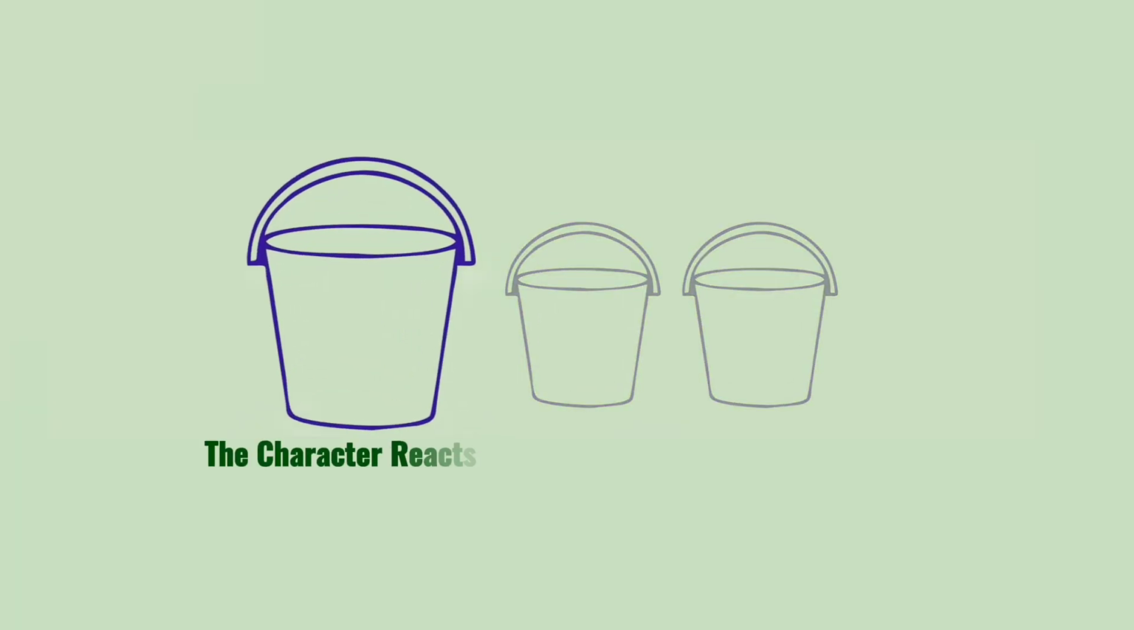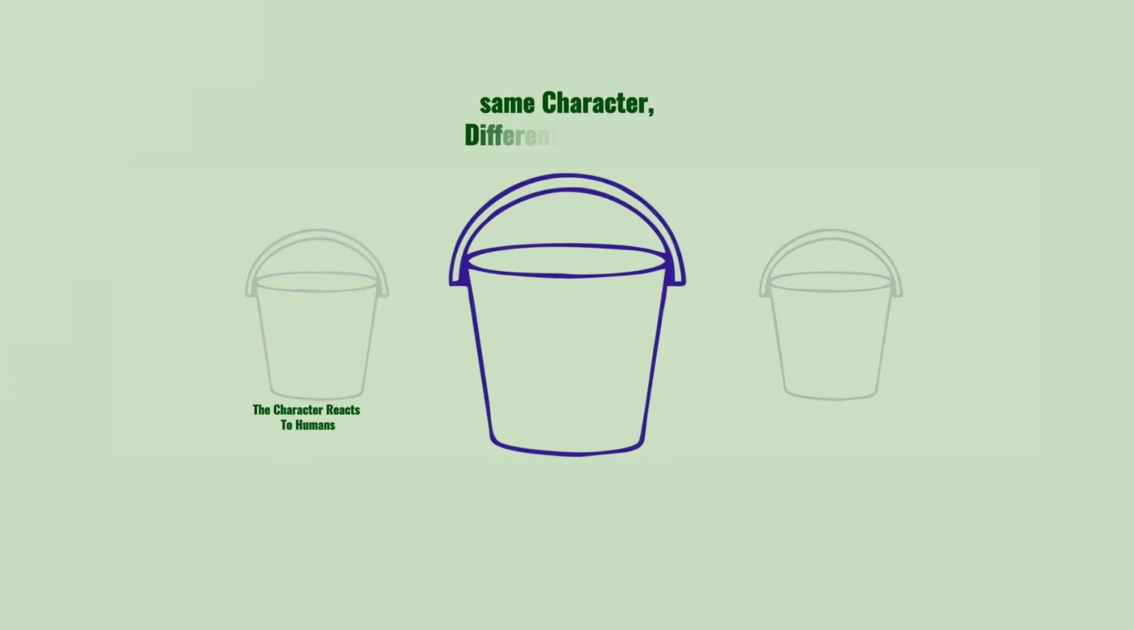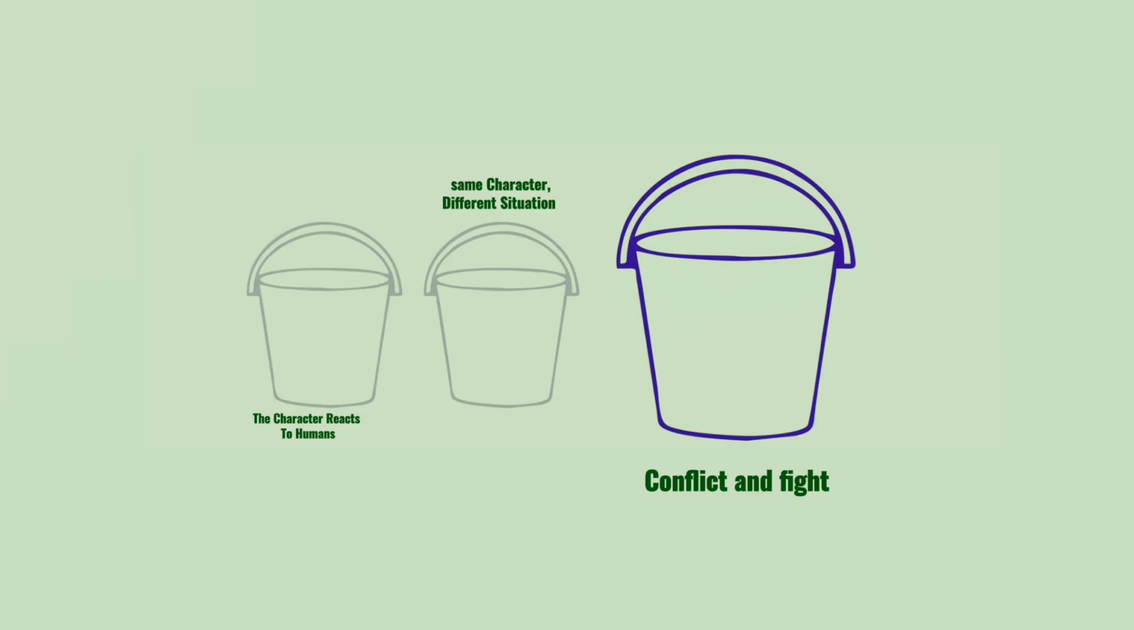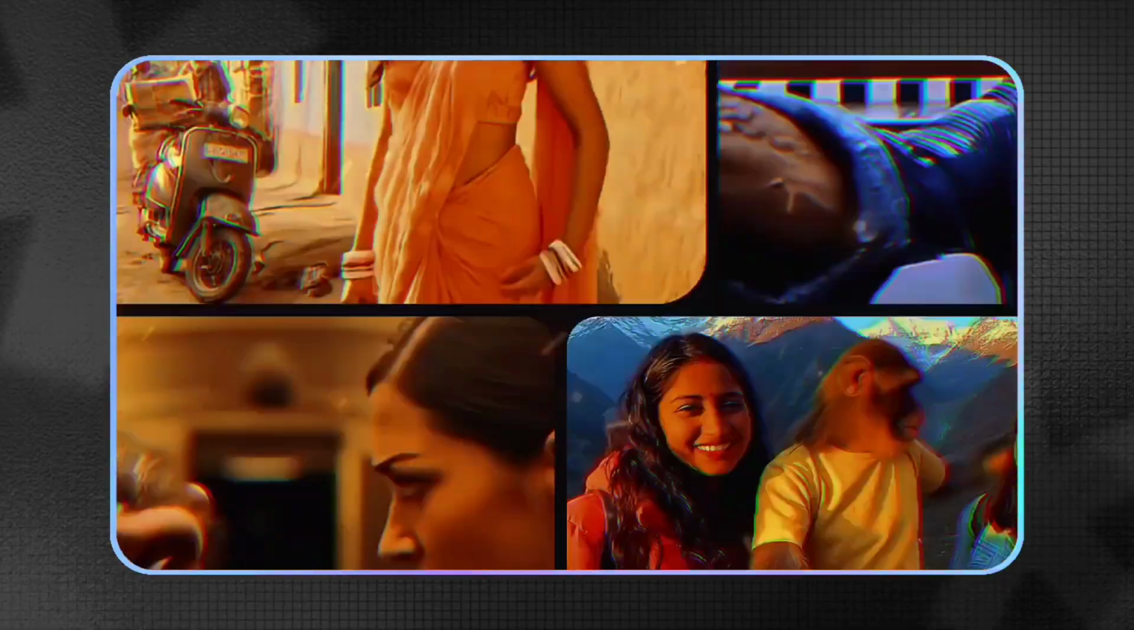First, the character reacts to humans. Here, you can use daily observations or relatable situations. Second, same energy, different situation. You simply change the location, but the topic stays the same. And third, 2 characters arguing with each other. Create a small conflict between 2 monkeys. People in India love watching this.